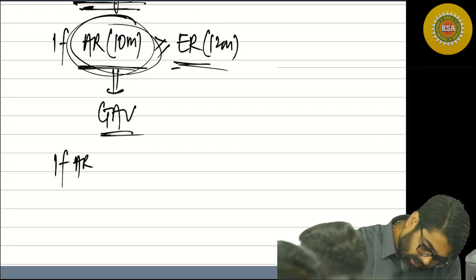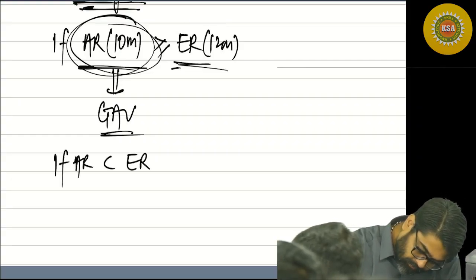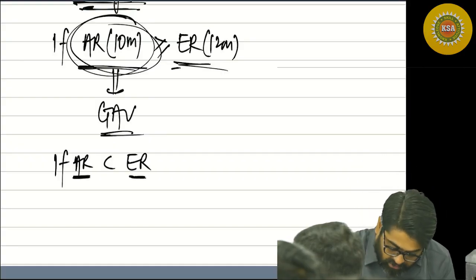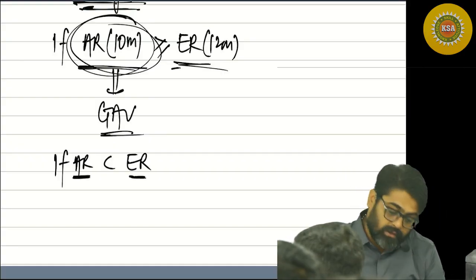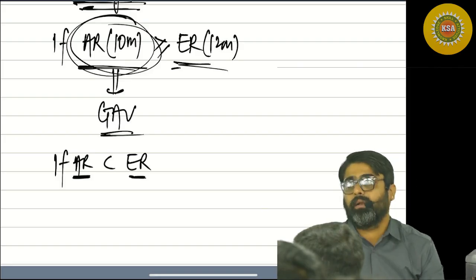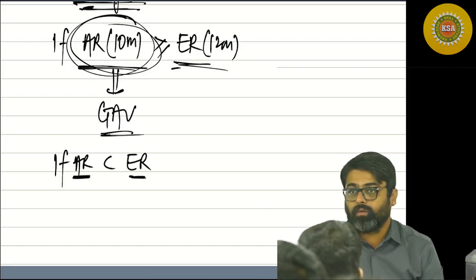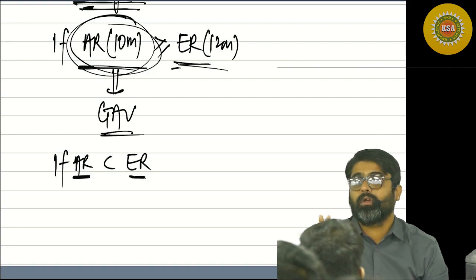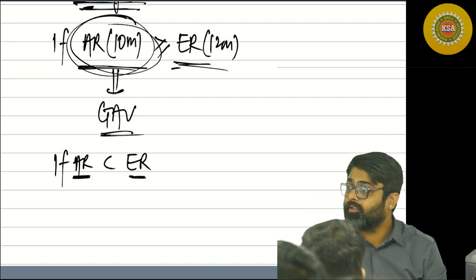If your actual rent is lower than expected rent: actual rent for how many months? 10 months. Expected rent for how many months? Now this 10 months amount is lower than the 12 months amount. It has to be. Why? Because there was 2 months vacancy.